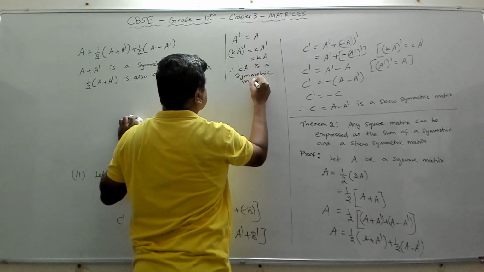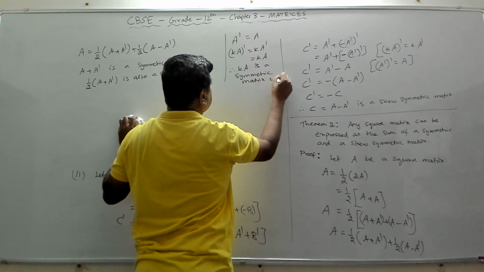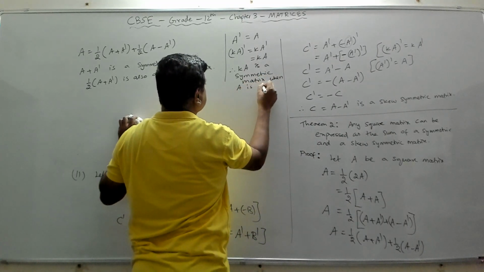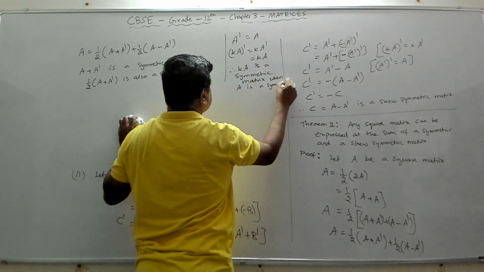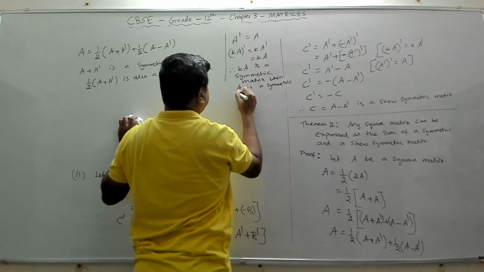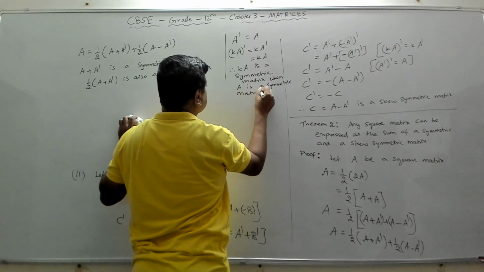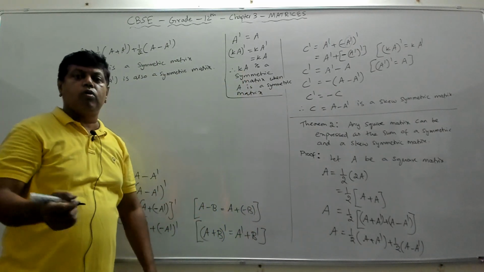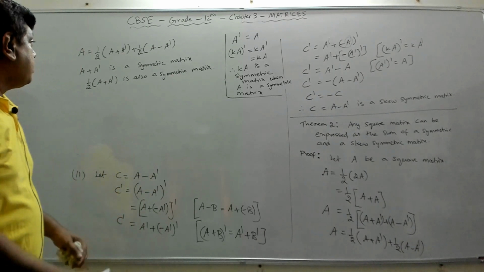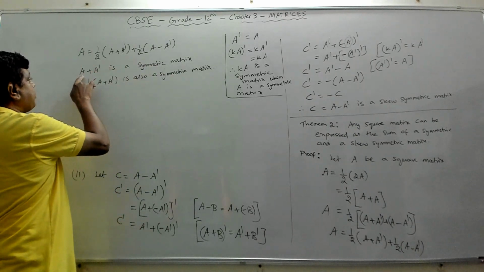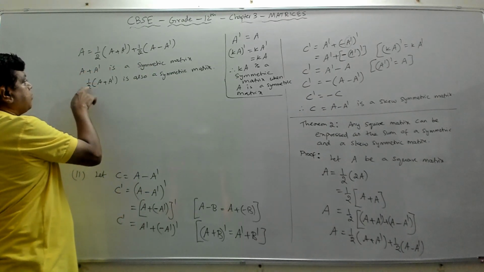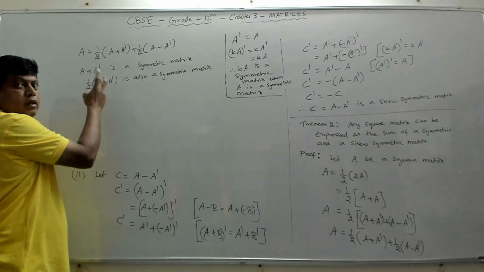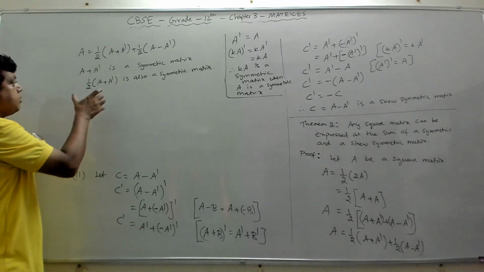When A is a symmetric matrix, then your Ka is also a symmetric matrix. So whenever this is a symmetric matrix, if you multiply any number with a symmetric matrix, that will also become a symmetric matrix. So even this is a symmetric matrix.